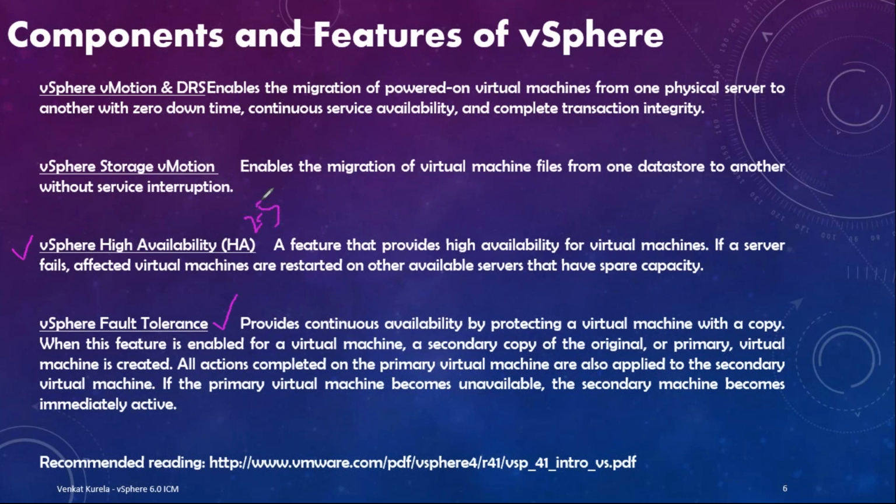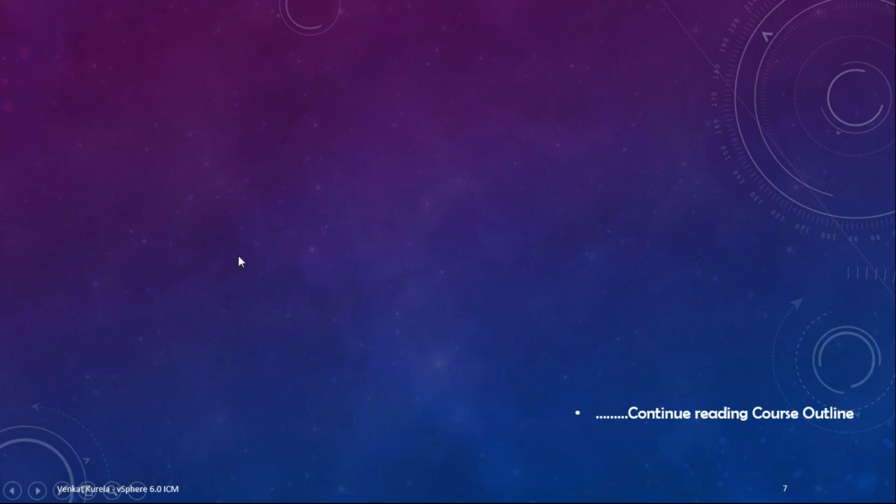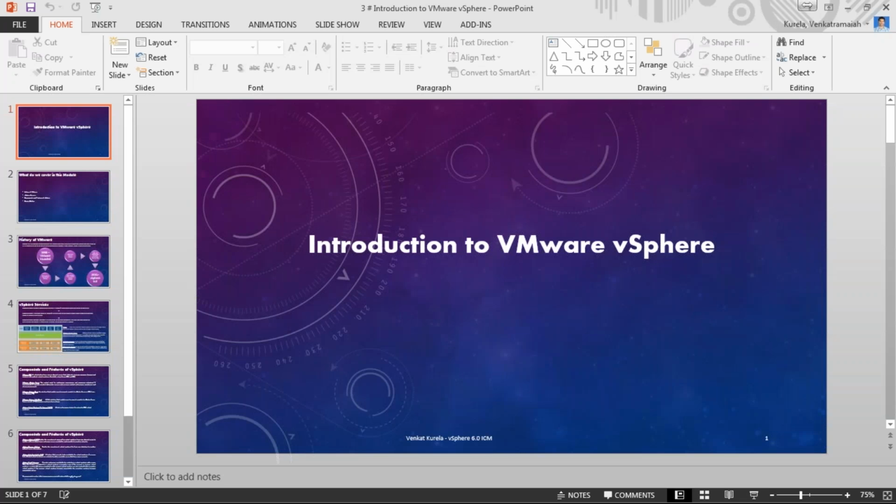But let's say there are some applications that cannot afford even the 2 to 5 minutes of downtime. They need the application to be available every single second. In that situation, you can use fault tolerance as an option. Then you would achieve that kind of high availability, right? So that's about the features that you have got. This is about your vSphere, guys.